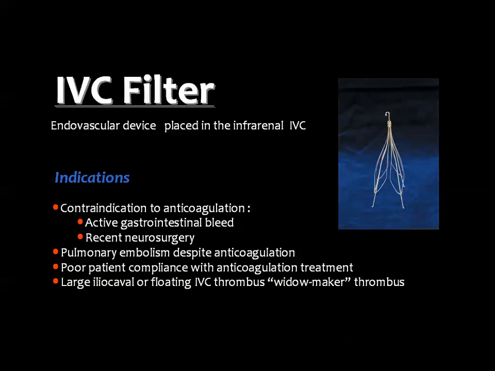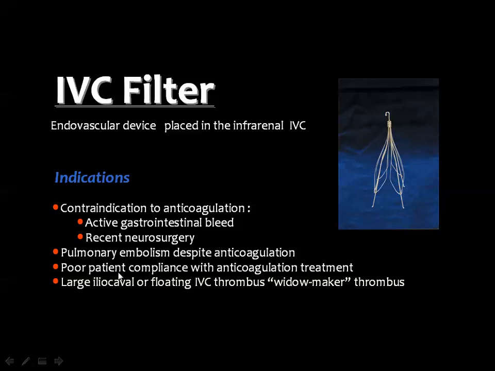Then the IVC filter is one of the techniques commonly used in patients with deep vein thrombosis with a risk to develop pulmonary embolism. We put the filter in the IVC to prevent the emboli coming from the lower limbs from reaching the pulmonary artery. And the indications include patients with deep vein thrombosis if they have a contraindication to anticoagulants, like if they have active gastrointestinal bleeding or they have had recent neurosurgery or even cardiosurgery.